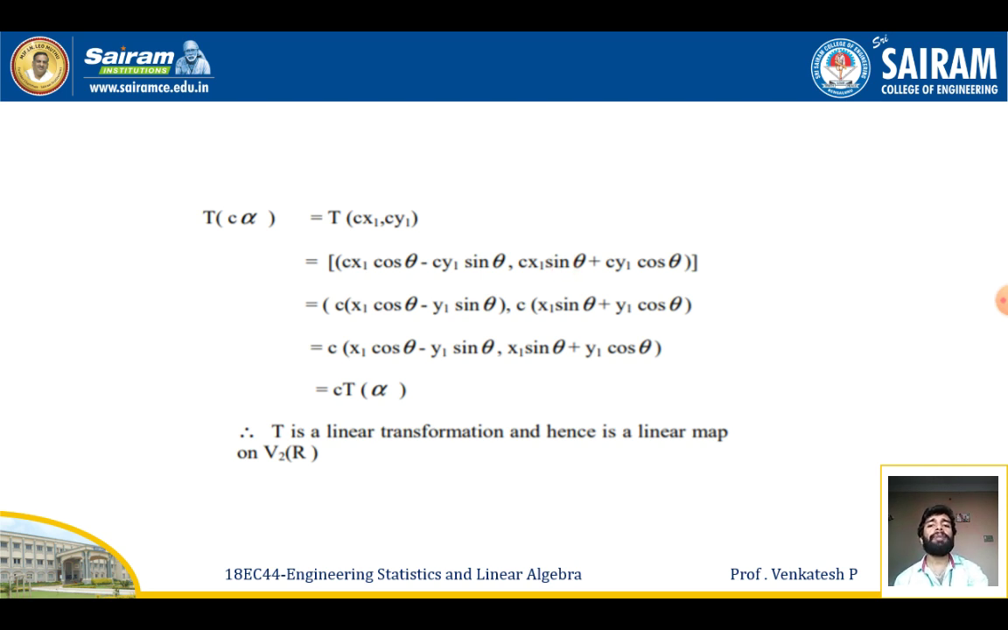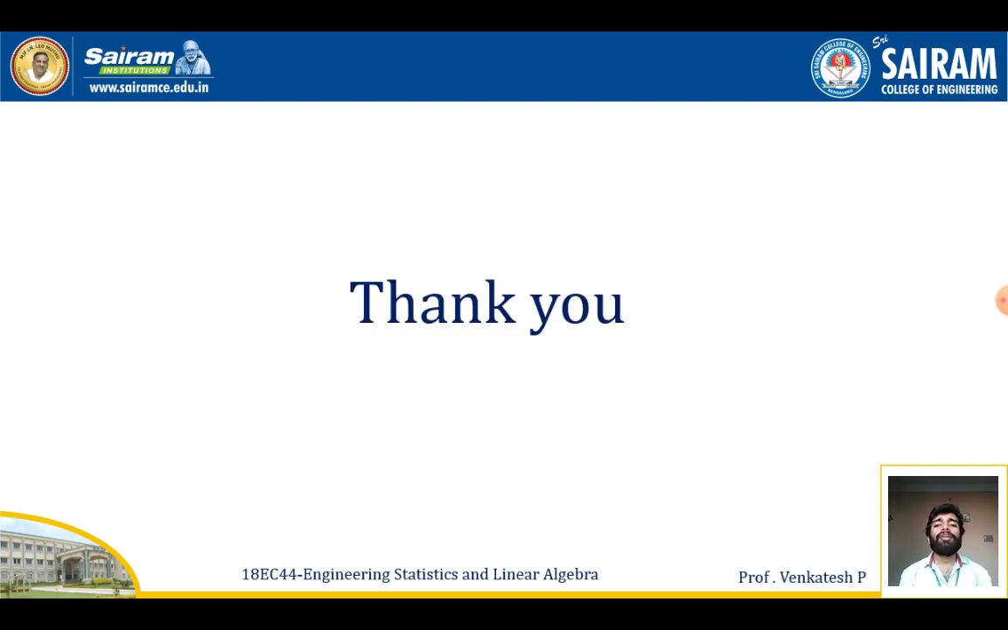On simplifying this further by taking c common factor, I'll be getting c times of x1 cos theta minus y1 sin theta, comma c times of x1 sin theta plus y1 cos theta. So I can take c entirely common factor. So I'll be getting c times of x1 cos theta minus y1 sin theta, comma x1 sin theta plus y1 cos theta. So it will be equal to what? c times of T alpha. So hence both the conditions are satisfied here. Hence I can say that T is a linear transformation, and also this T is a linear map since it is mapping from the same space onto the same space itself. So thank you.